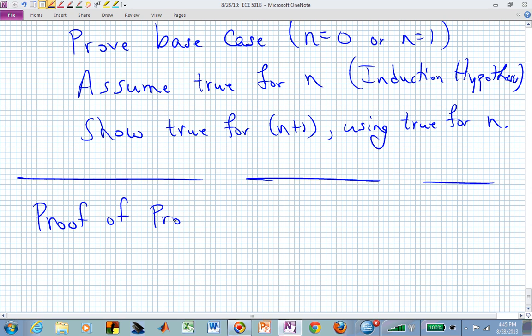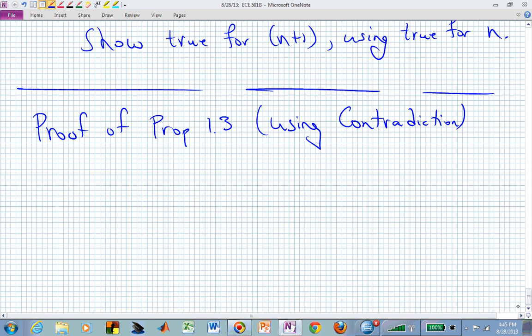Proof of proposition 1.3. And we'll do that using contradiction. Now we'll probably want to be a little bit more verbose than what you might see in a book or in a paper. We may write this out a little bit more thoroughly than you might see it written in a book. They just leave up the scaffolding and hope that you can fill in what needs to be around. And that's what you're trying to get comfortable with as a part of this course.